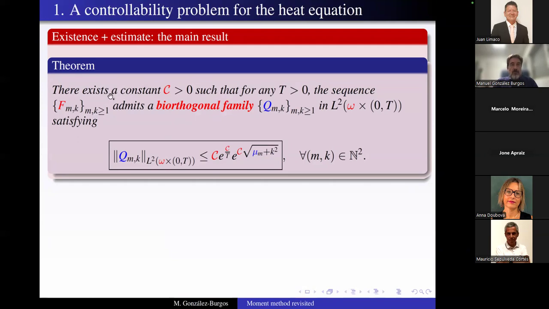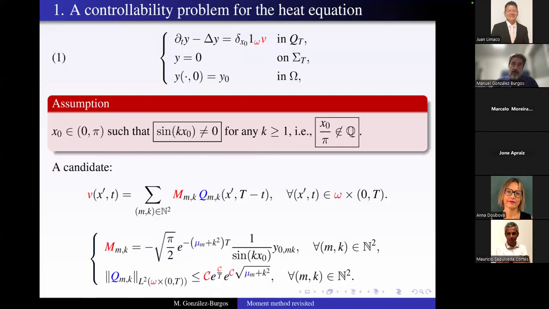The main result reads as follows: there exists a constant C such that for any positive T, the sequence f_mk admits a bi-orthogonal family q_mk in L2 of omega times (0,T). And in fact, we can bound the norm of q_mk in L2 of little omega times (0,T). This norm is less than a constant times the exponential of C over T, and the exponential of C times the square root of the eigenvalues, mu_n plus k squared. Well, with this theorem, we can prove the null controllability results.